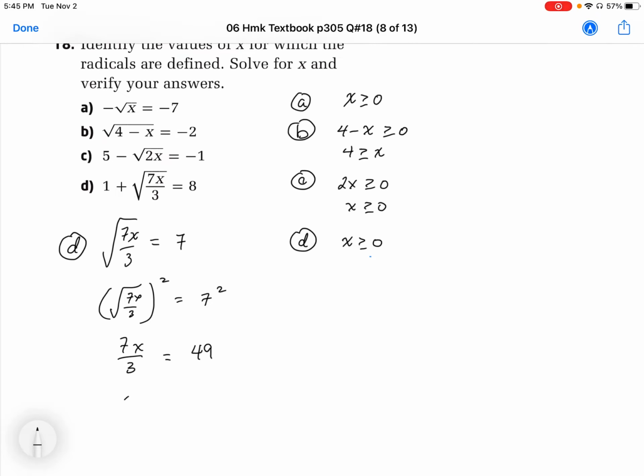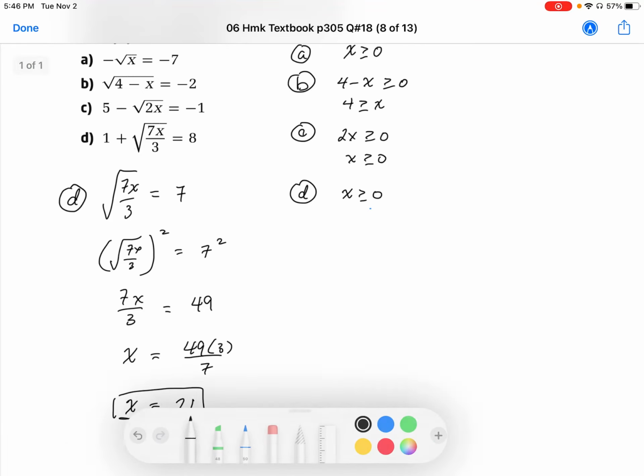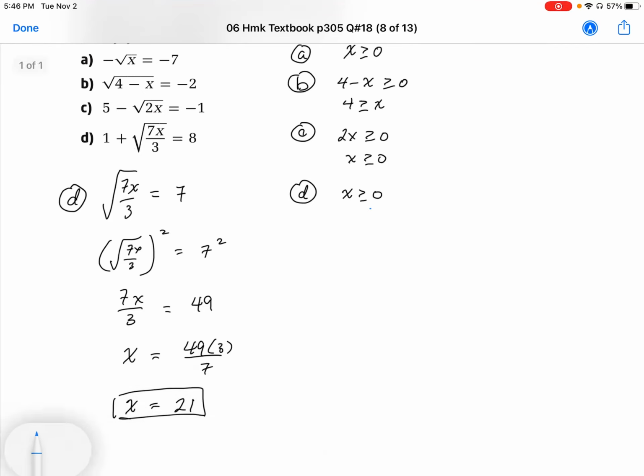I could just solve for x then. I'm going to divide by 7 and multiply by 3. So times 3 on both sides, divide by 7 on both sides, and x ends up being equal to 49 divided by 7. They share a common factor of 7, so this becomes 7 times 3, which is 21. So there's my solution. I can check my solution against my restriction. It seems okay. I still have to check for extraneous solutions.